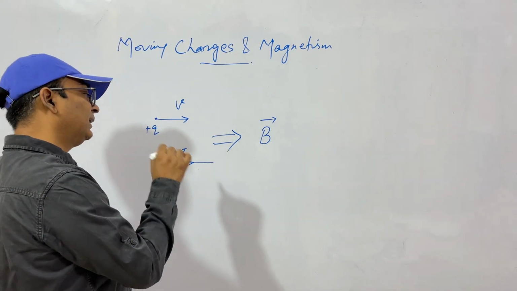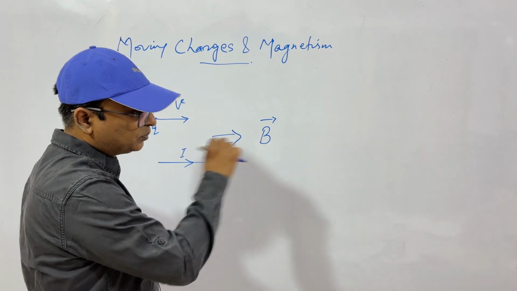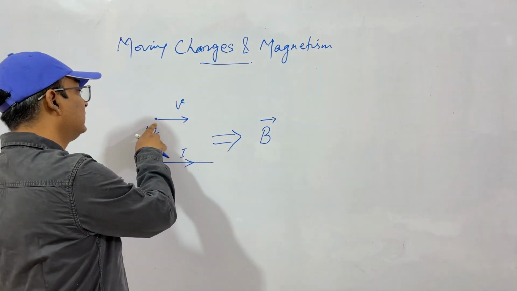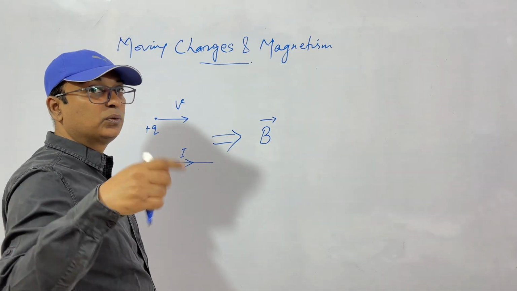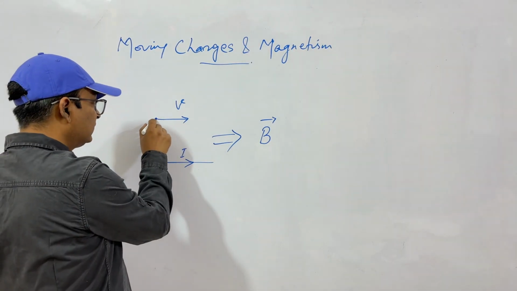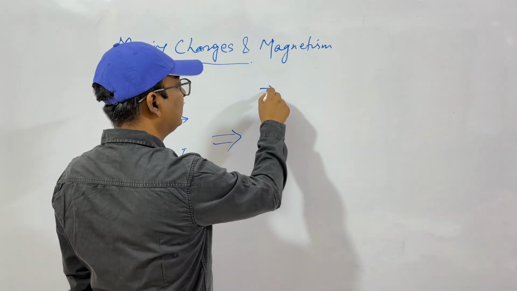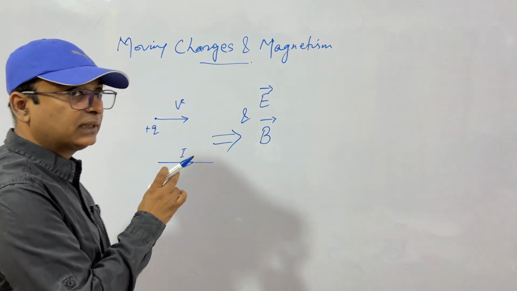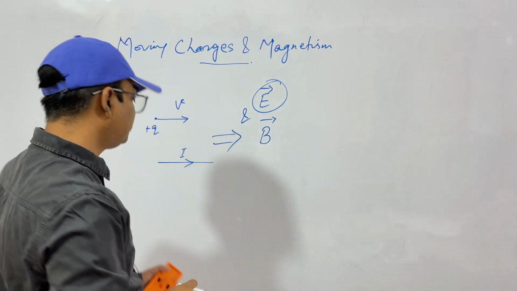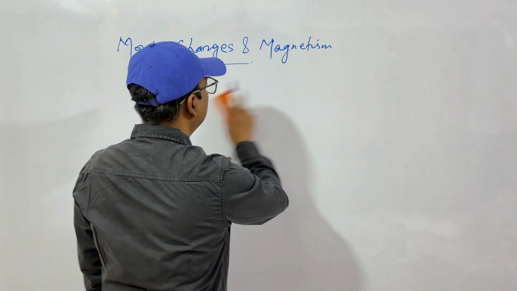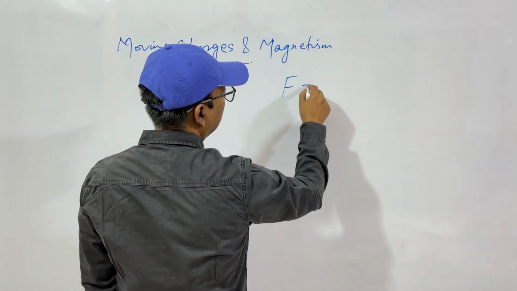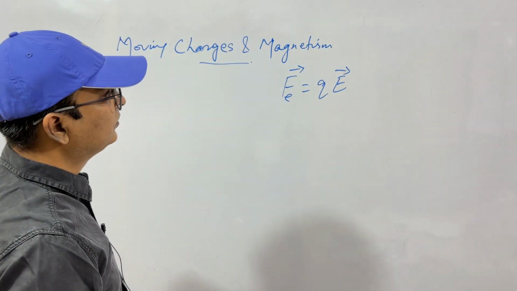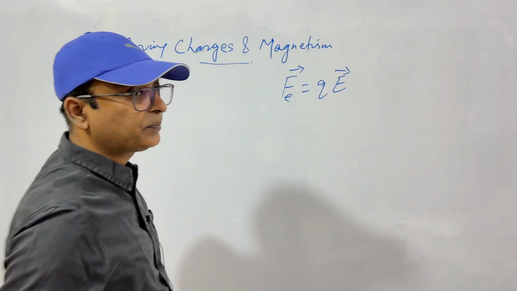It is similar to electric field. The only difference is a static charge produces an electric field, but when the charge is moving, along with the electric field, it also produces a magnetic field. Don't get confused that once it starts moving, it won't create electric field, it will create only magnetic field. No. This moving charge will create electric field and it will also create magnetic field. Clear? But when the velocity is 0, that is when it becomes static, it produces only electric field. Now, because of the charge, the electric force is QE.